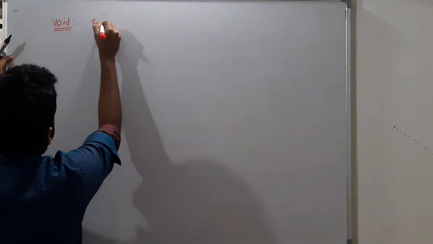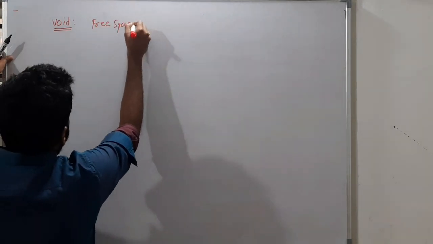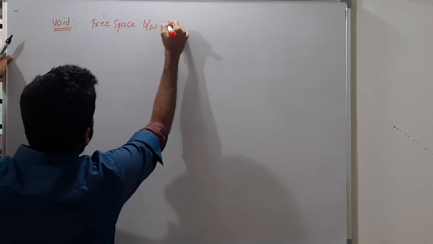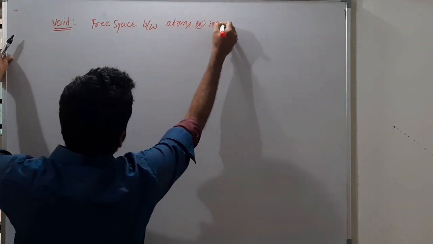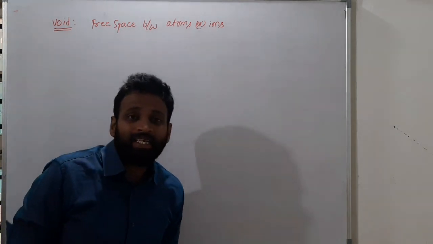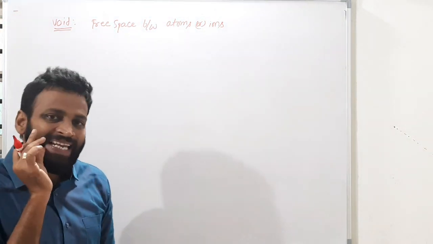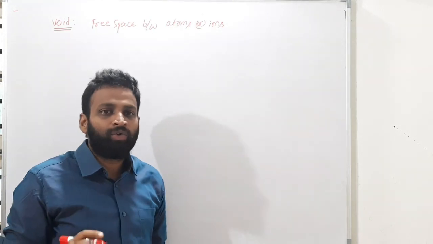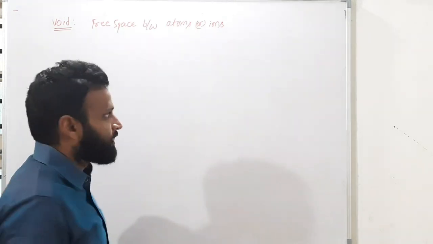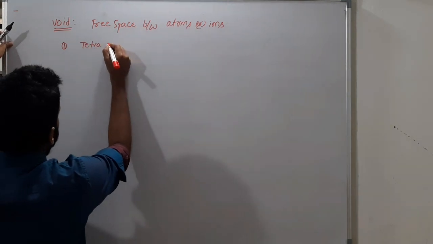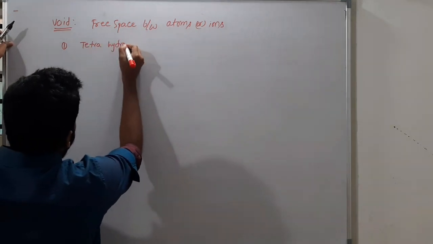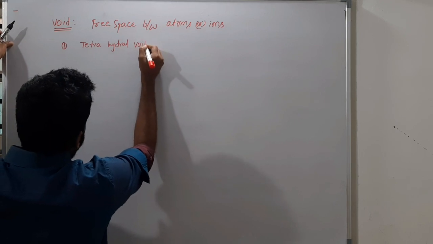Void means free space between atoms or ions. Atoms or ions exist in a crystal system. So mainly today I will tell you about two voids: the tetrahedral void and the octahedral void. Tetrahedral voids.